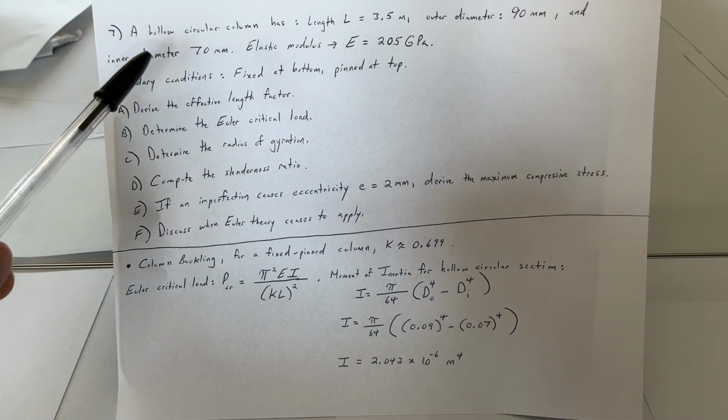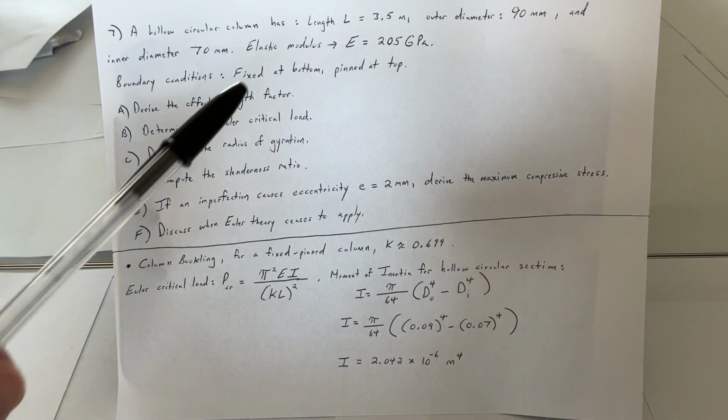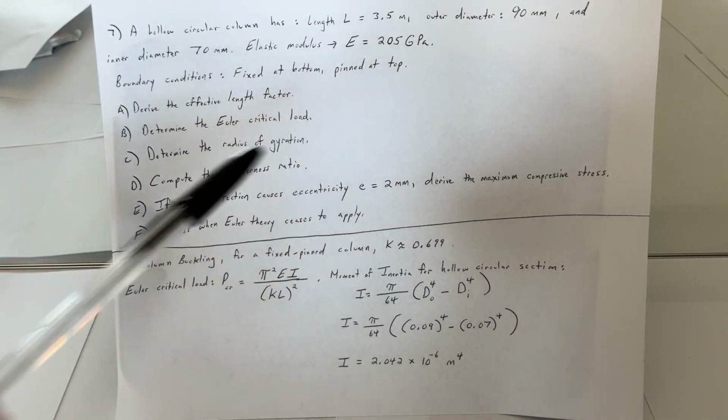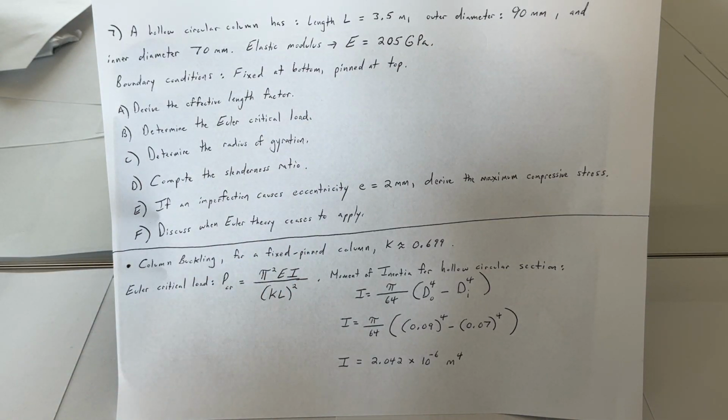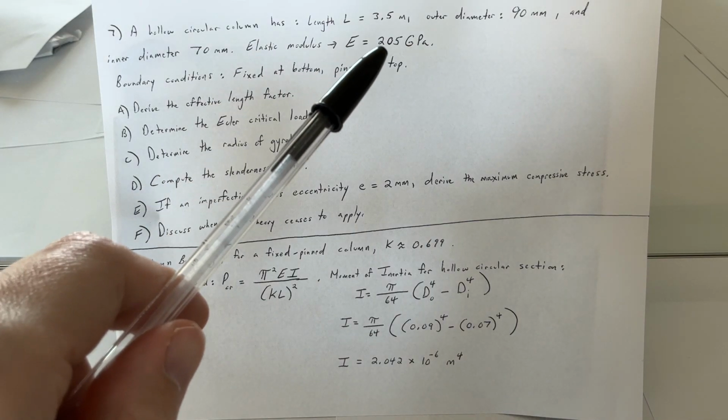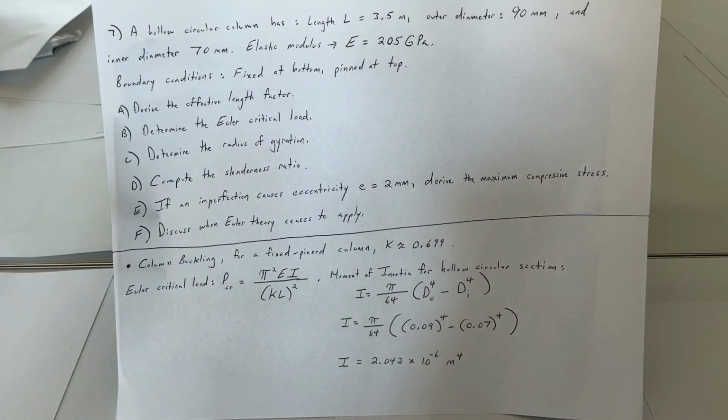So number 7, a hollow circular column has length L equals 3.5 meters, outer diameter 90 millimeters, and inner diameter 70 millimeters. Elastic modulus E equals 205 GPa. Our boundary conditions: fixed at bottom, pinned at top. Part A, derive the effective length factor.